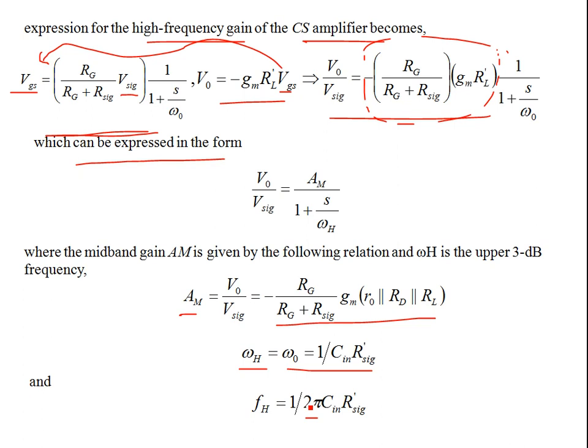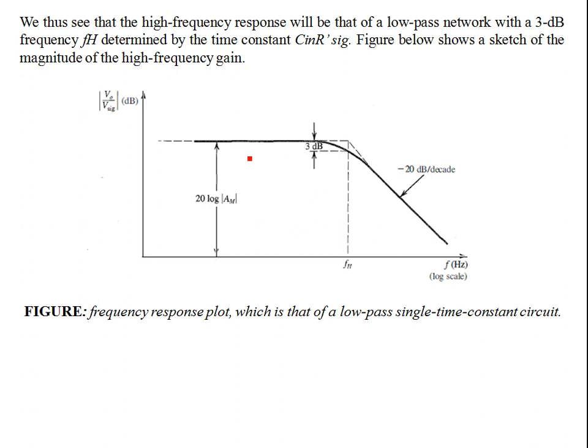So as S approaches infinity, the response is going to drop. It's like a low pass response if you consider it from the midband. If you're looking at it from the midband all the way up to fh and beyond, then as S is increasing, the response is going to fall off. So we thus see that the high frequency response will be that of the low pass network with a 3 dB frequency fH, determined by the time constant Cin R signal prime. The figure below shows the sketch of the magnitude of the high frequency gain, and you can see the dependence of the voltage gain on the frequency.